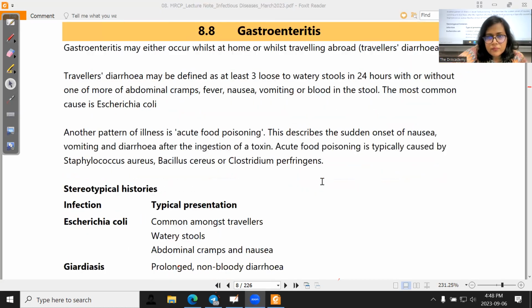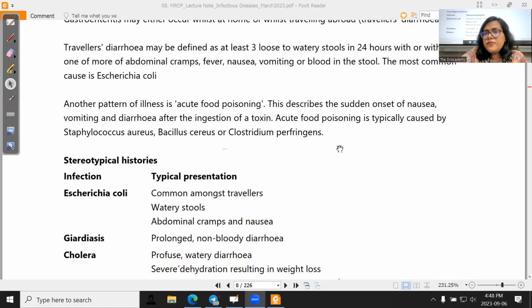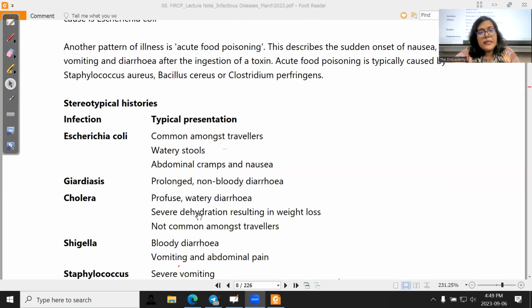gastroenteritis, food poisoning. If you're seeing that the onset of the gastroenteritis or the loose motion has taken place in a very short period of time, you should only think of 3 differentials. One is Staph aureus, number 2 is Bacillus cereus, and number 3 is Clostridium perfringens. I will discuss the incubation period a bit later on.